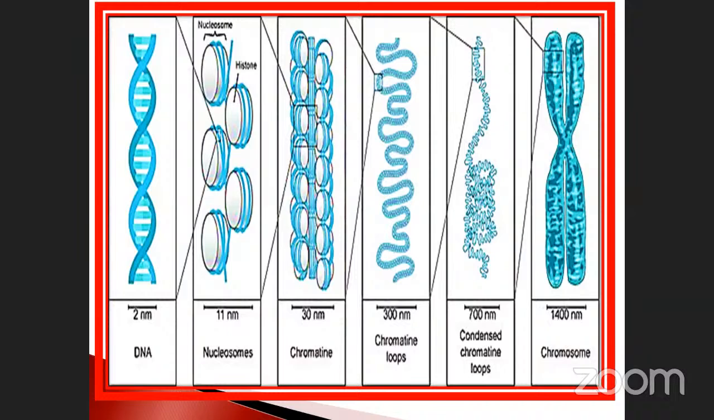See that nanometer differences there. 2 nanometer, already we studied, isn't it? 11 nanometer, 13 nanometer, 300 nanometer, 700 nanometer, and 1400 nanometer. You will get the chromosome from the nucleosome. This is the condensation. Condensation means increasing the concentration, addition of more chromatin loops or chromatin thread. As a result, finally it is converted into chromosomes. Don't forget, my dear.